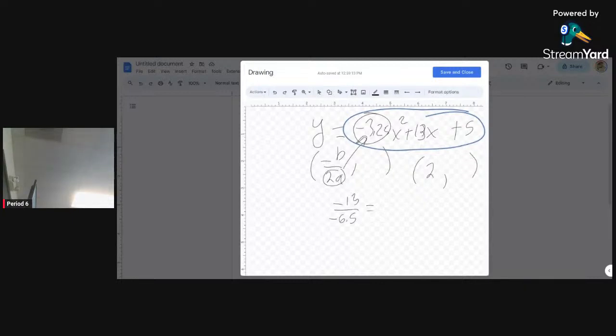So when you put it in the equation, what do you get? 18. You got 18. Oh, I forgot the square. Should have got 18. Y equals 18.